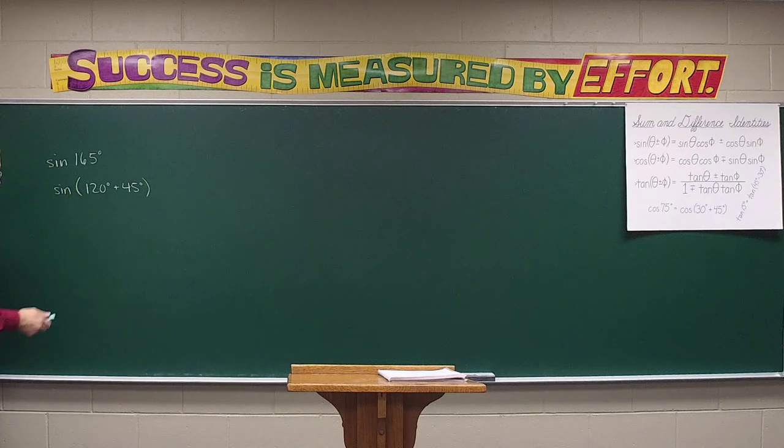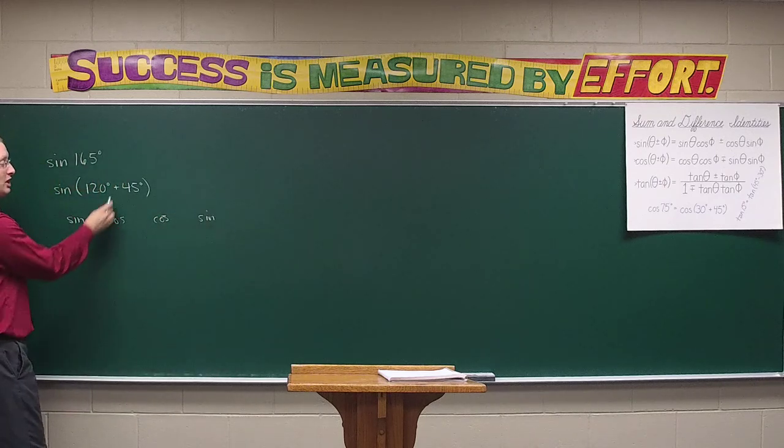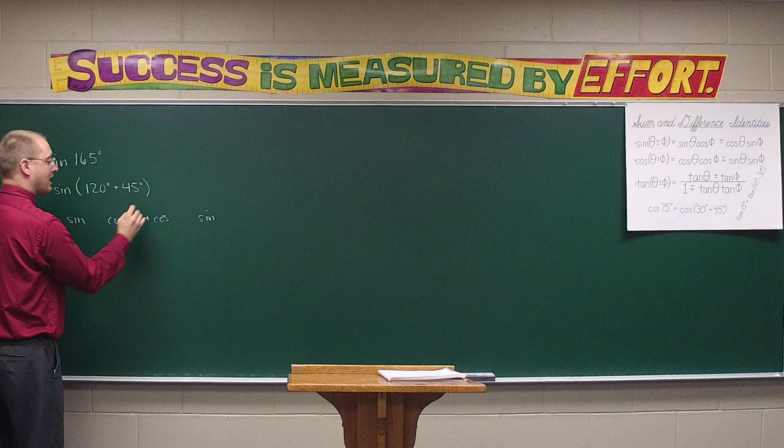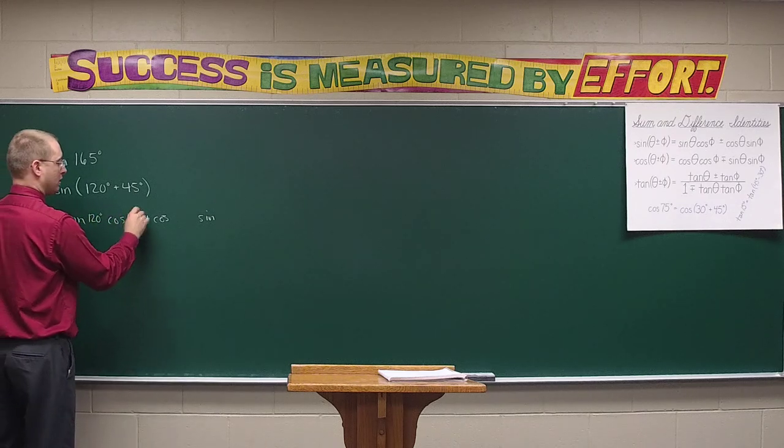I think this is probably the easiest way to approach it. And we notice it's sine, sum or difference, in this case, sum identity. So we write out sine, cosine, cosine, sine. No indicator to change the sign, so I'm going to keep the positive, and then I drop the angles in: 120, 45, 120, 45.